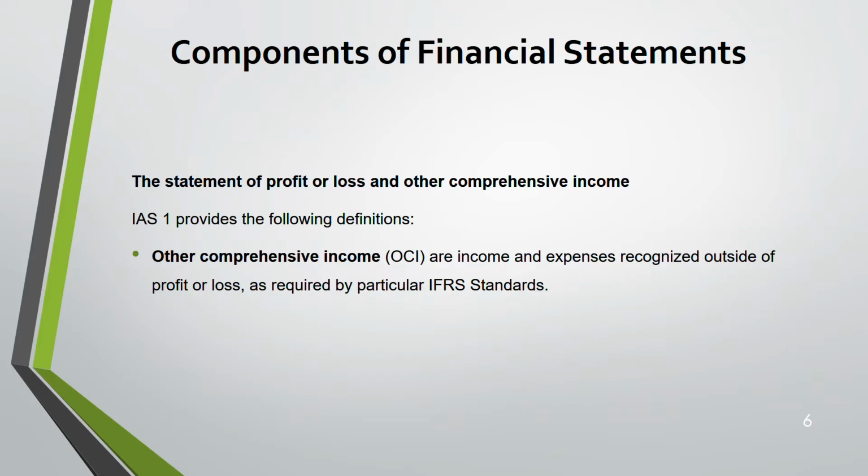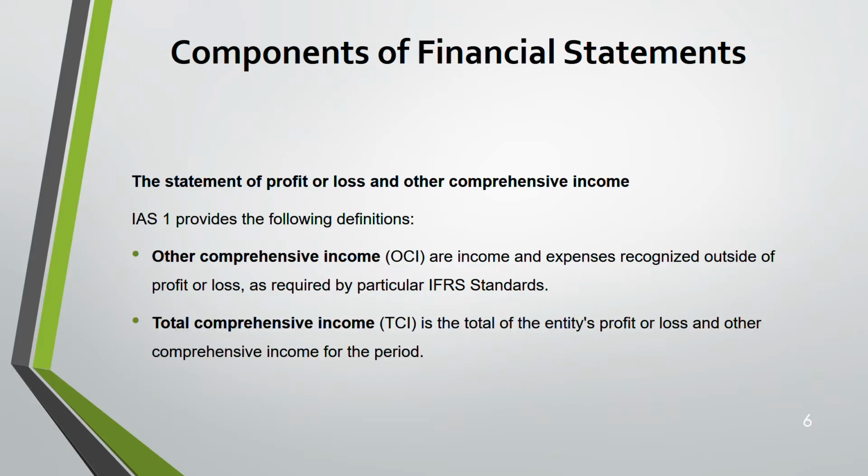But know that very few income and expenses go to OCI. So this should be easier for you to remember. Then we have total comprehensive income. What is total comprehensive income? TCI. Total comprehensive income is your profit and loss plus your OCI. Okay, this will be shown in your statement.